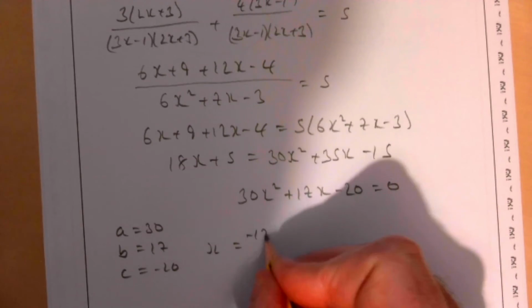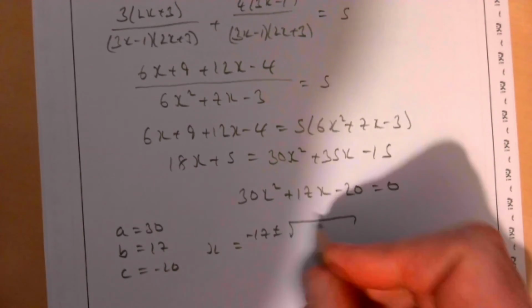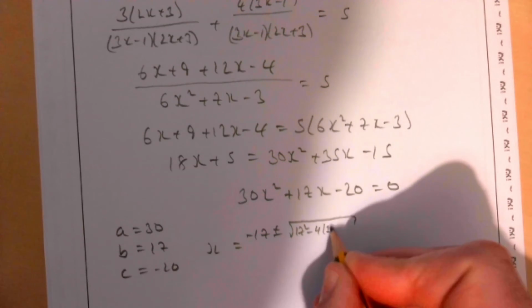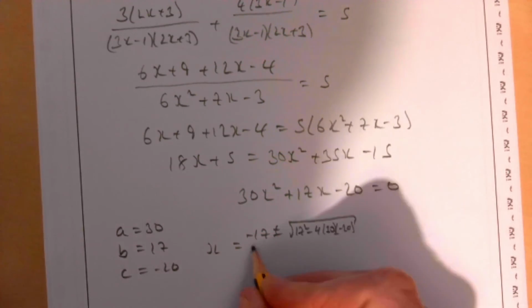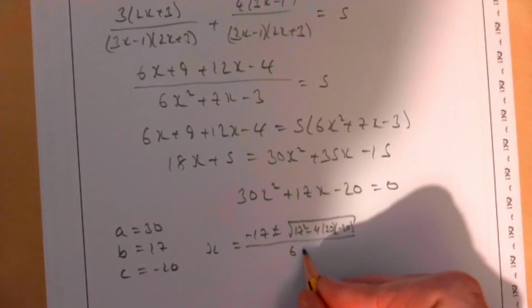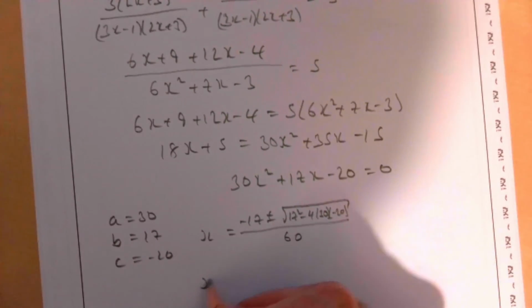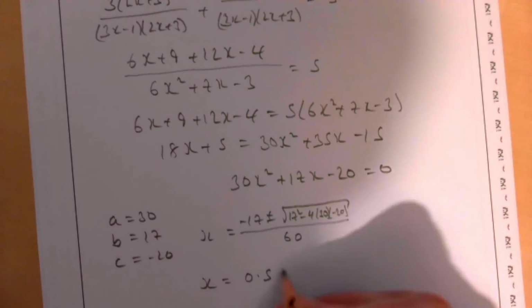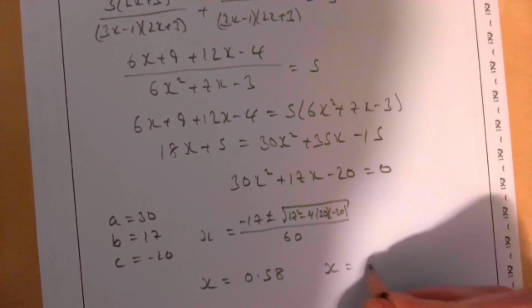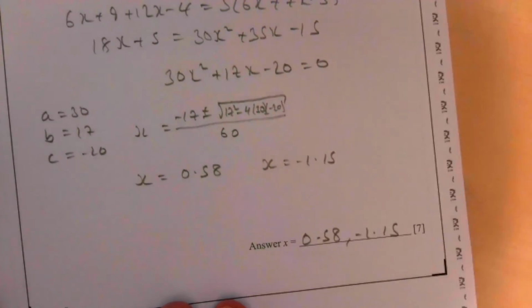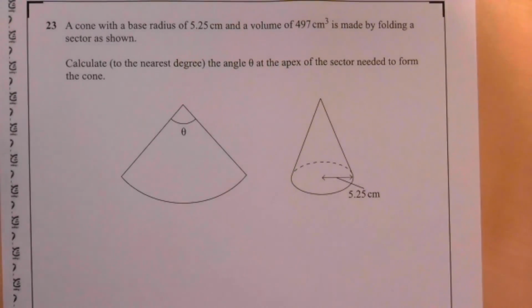and then x equals minus 17 plus or minus the square root of 17 squared minus 4 times 30 times minus 20, and that's all over then the 2a, which is 60. Put that into your calculator, get it all tidied up. We get x equals 0.58, or we get x equals minus 1.15. On to the final question.